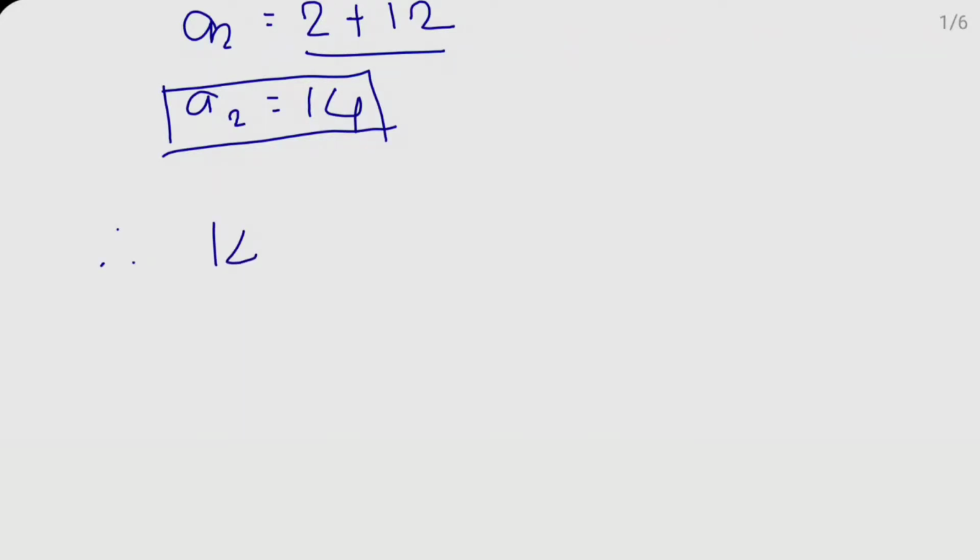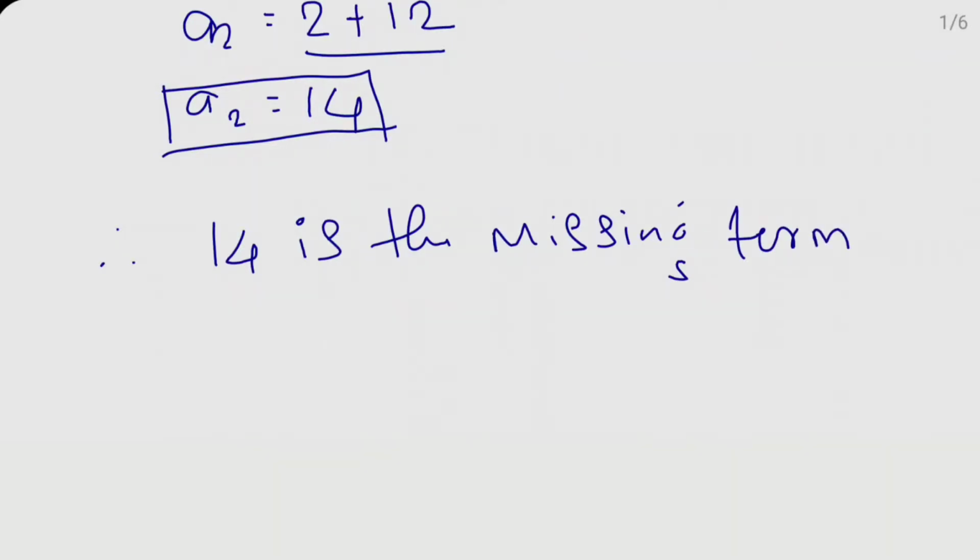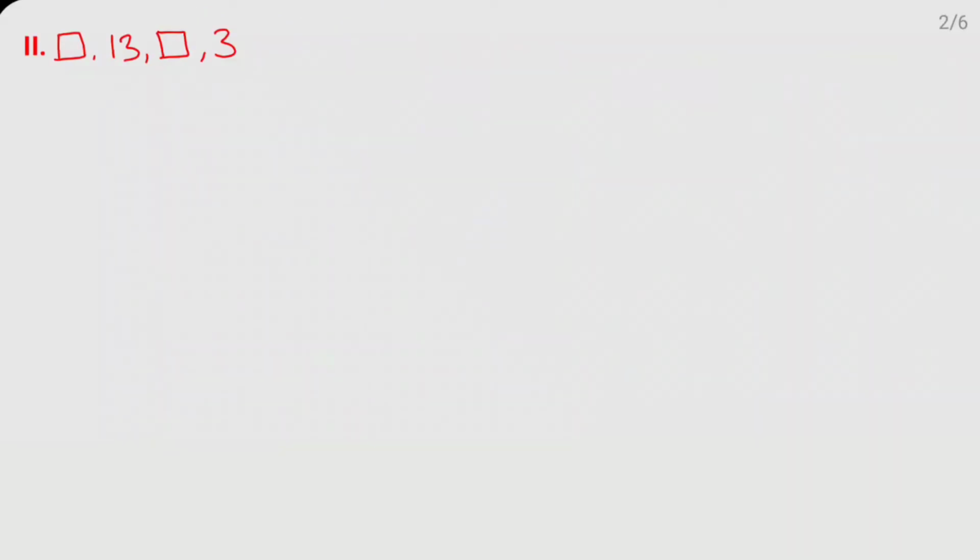So write down the conclusion here. Therefore 14 is the missing term. Is it clear? So well, look at the next question. So here the first term and third term are missing, and they given here the second and fourth term.